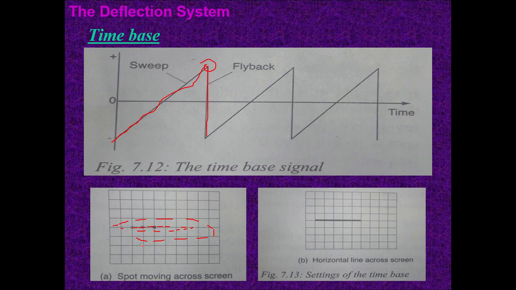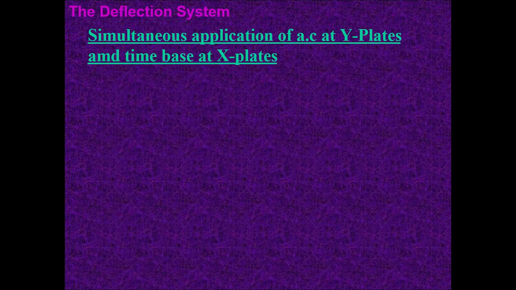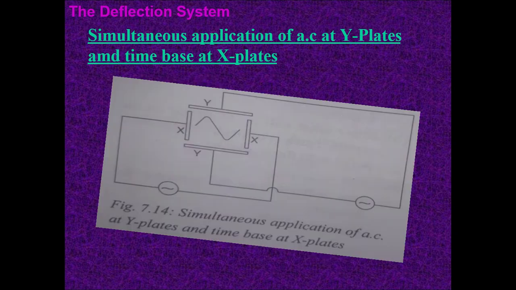Because now you want to observe a very good diagram on the screen, we shall now combine both the X plates and the Y plates together, whereby we'll say now we have a simultaneous application of AC at Y plates and time base at X plates. So we are having an AC because we don't want to keep on changing the terminals manually, but the AC shall be able to help us turn it. So we are advancing now.